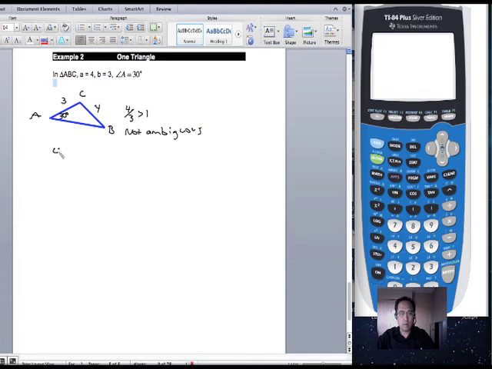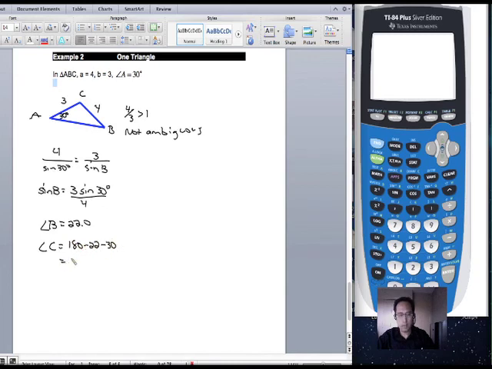Okay, so we'll start with the sine law. Same pattern as before. So we calculate our angle B to be 22 degrees. So our angle C is going to be equal to 180 minus 22 minus 30, and that's going to give us 128 degrees. Last thing we have to do is solve for side C.